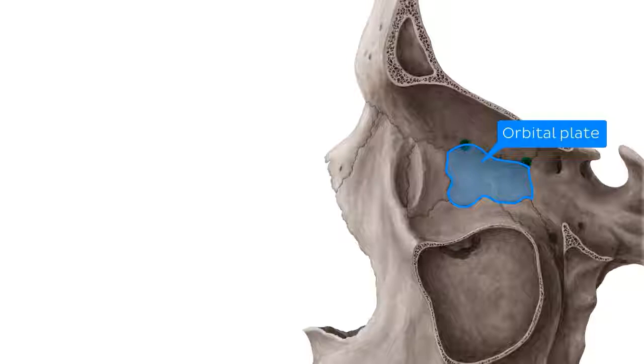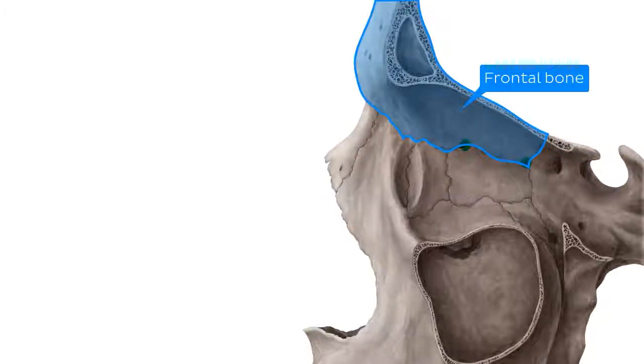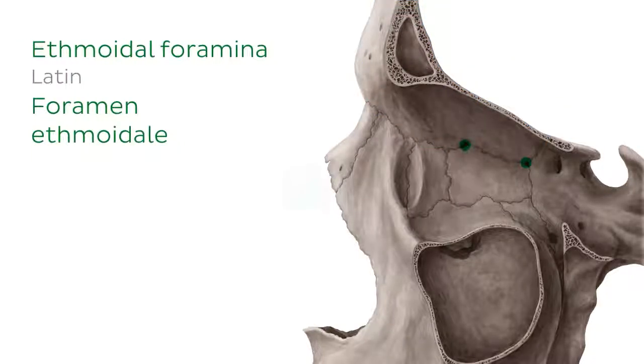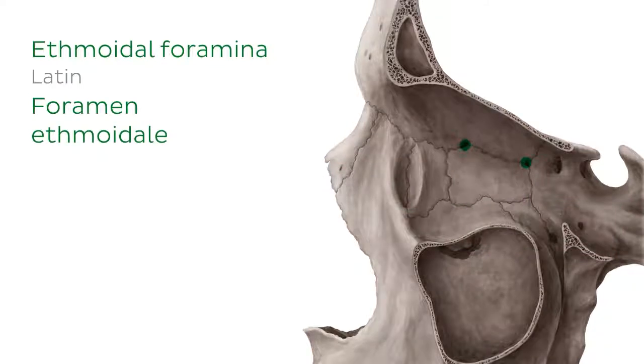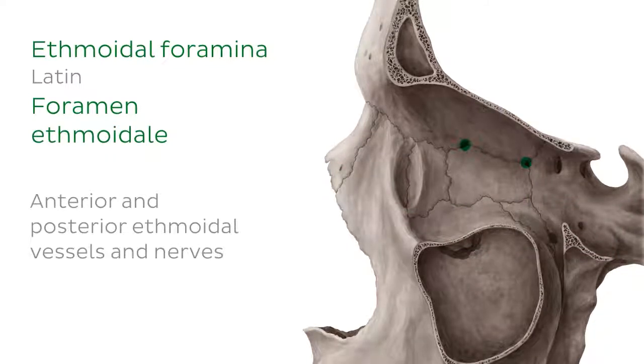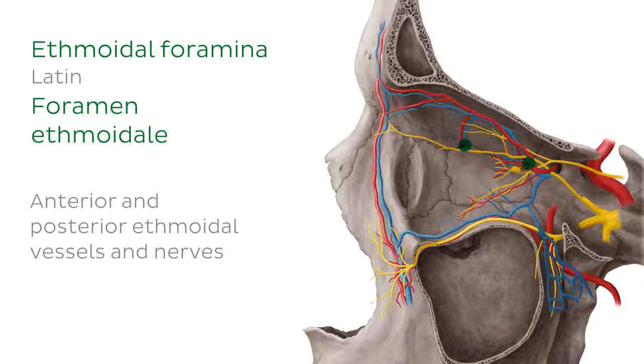There are two small foramina between the orbital plate and the frontal bone, which is this bone that we're highlighting. And these are the anterior and the posterior ethmoidal foramina. Now remember that foramina is plural for foramen. These foramina transmit the anterior and posterior ethmoidal vessels and nerves, which we just added to the image. The ethmoidal vessels and nerves supply the nasal cavity and the ethmoidal air cells.